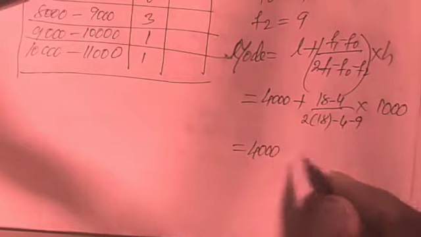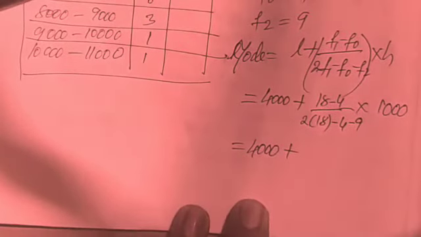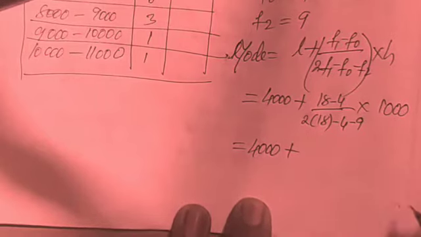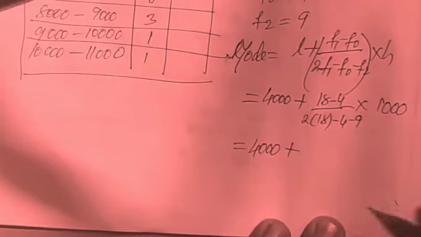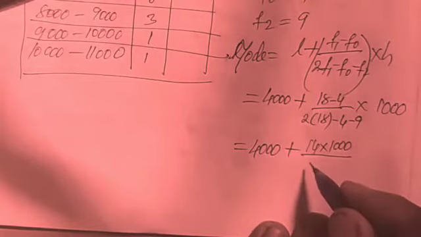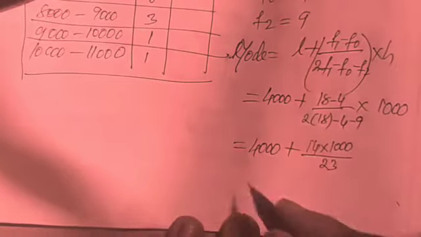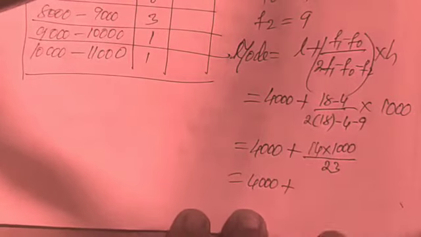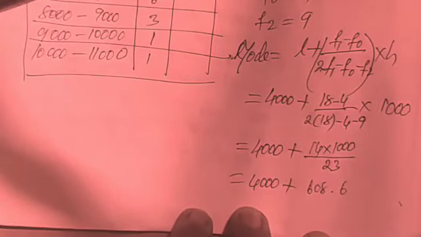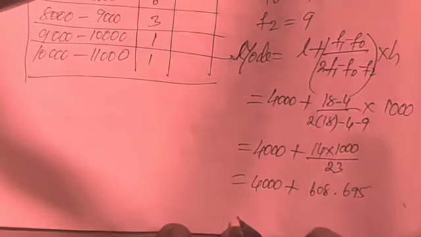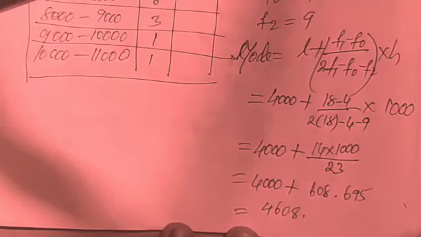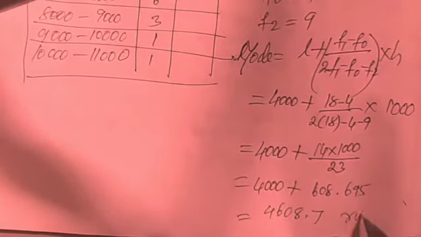So on simplification you get 4,000 plus 14 by 36 minus 13, that is 23. So on simplification you get 4680.7. So that is the mode value.